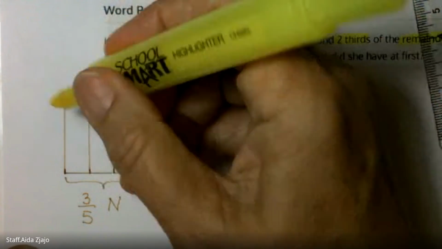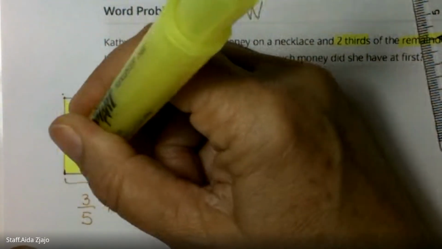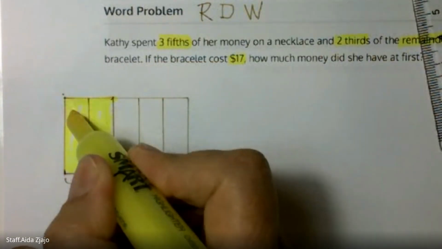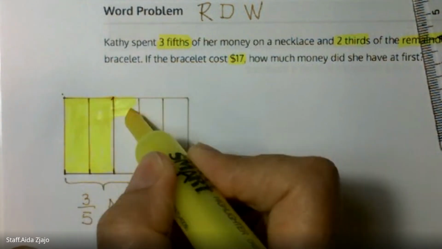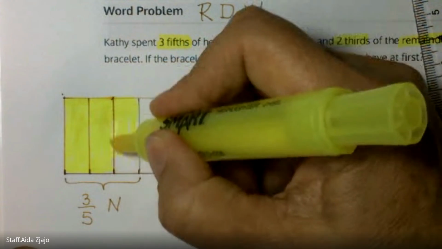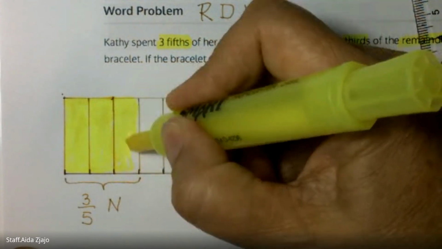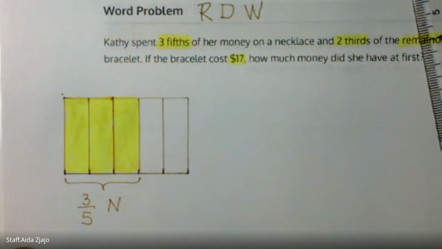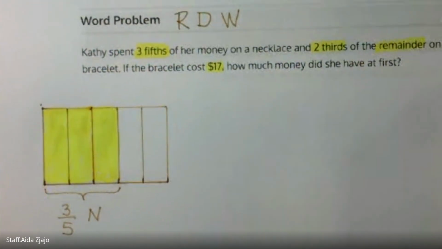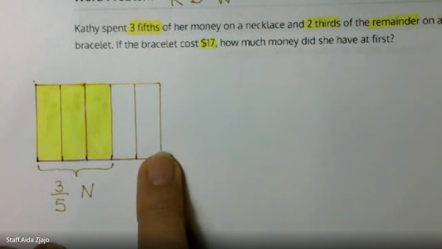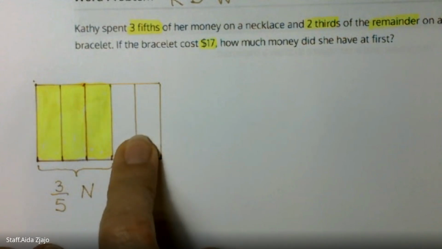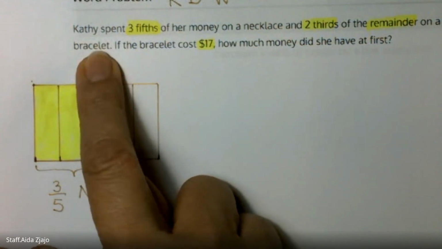I'm going to highlight that just to know how much is the 3/5. Okay. Now, we're going to go back to reading. The next important part is that it says 2/3 of the remainder. This is the remainder. So 2/3 of that is what she spends on a bracelet.